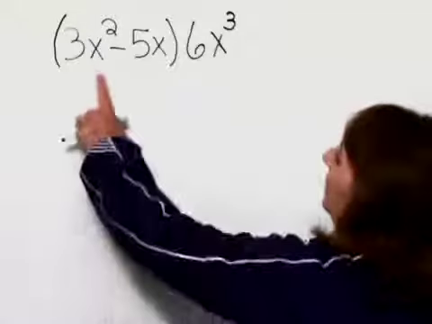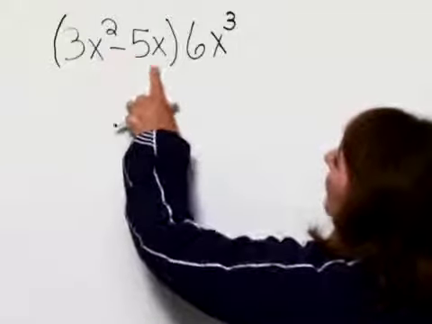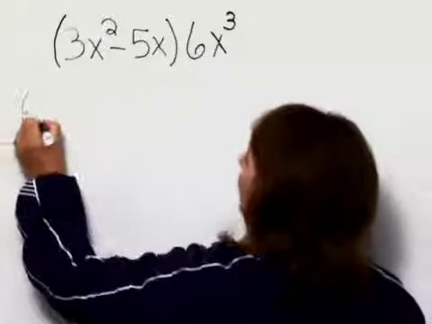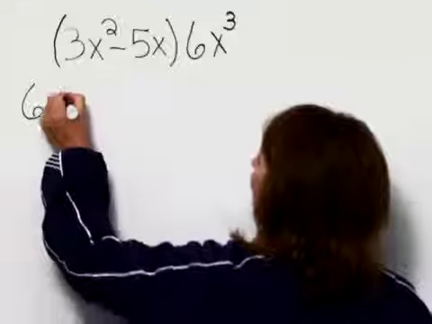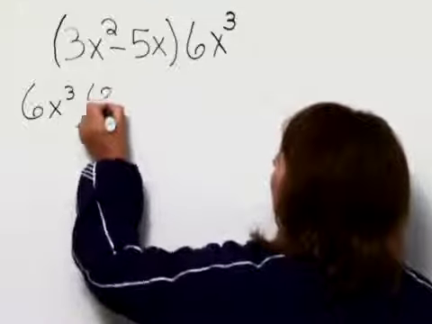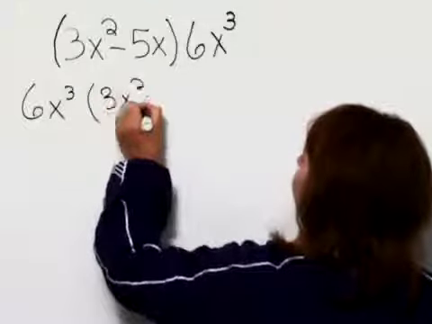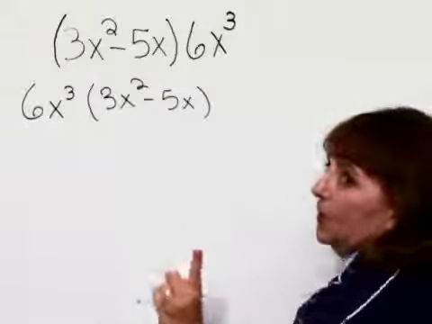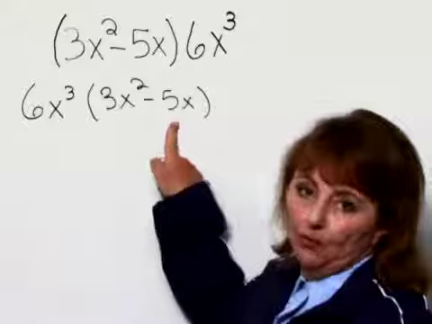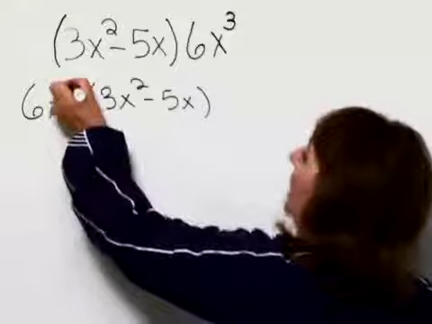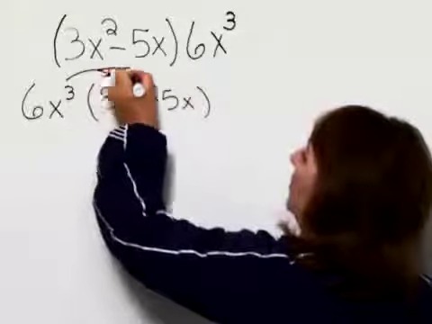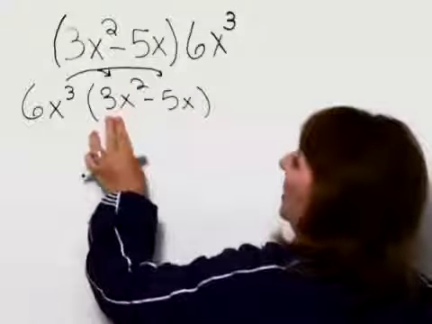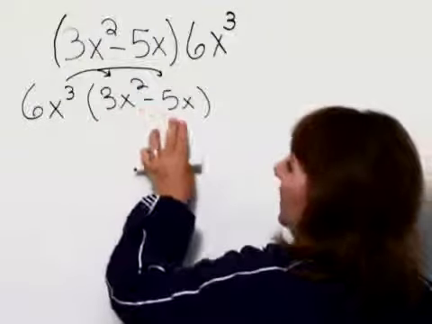We have the binomial 3x squared minus 5x times 6x cubed. Some students find it easier to write the monomial on the left side, so that's what we're going to do. If you see that you're forgetting to include one of the terms of the binomial, I highly recommend you write some arrows. This is your plan. Your plan is to multiply the monomial times the first term and the second term.